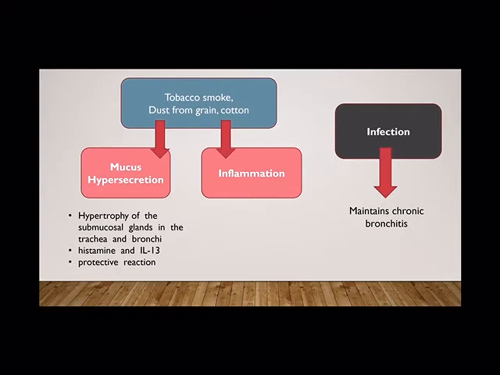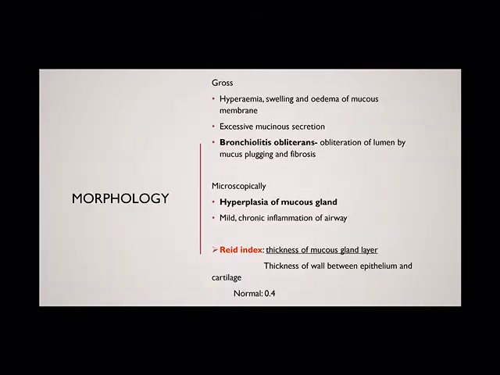Now, once your mucus hypersecretion occurs, what happens? It will lead on to secondary infections. All this mucus is a fertile ground for infections to develop. So these infections will keep on causing your inflammation and everything, and it maintains your chronic bronchitis. So this is the pathogenesis. Exposure to an etiological factor, tobacco smoke or whatever, leads on to your inflammation as well as your mucus hypersecretion.